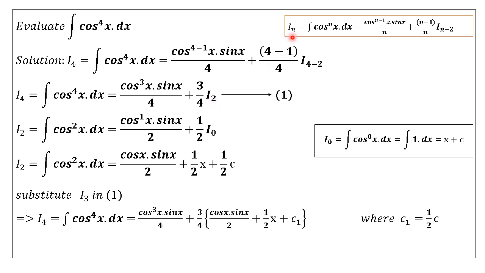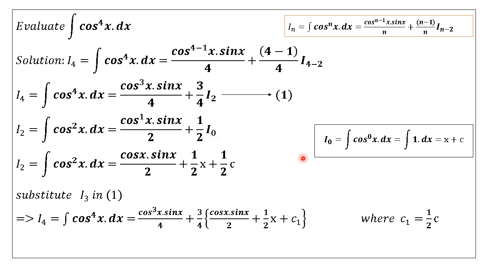Putting n equal to 2 here, you will get I2, which is equal to integration of cos square x, isn't it? Cos to the power 2x into dx is equal to cos to the power 2 minus 1, which is 1, into x into sin x divided by 2, plus 2 minus 1, which is 1, divided by 2 into I 2 minus 2. I 2 minus 2 is I0. Okay, now let us calculate the value of I0.